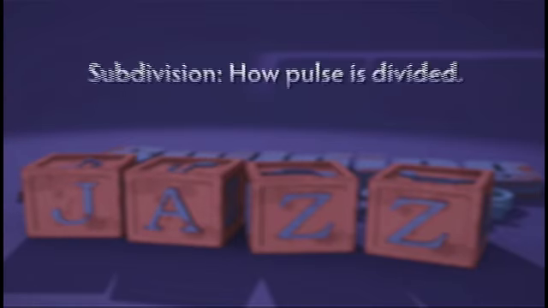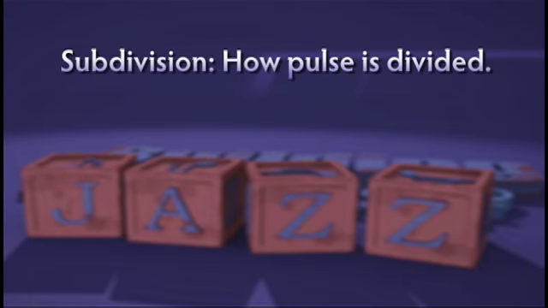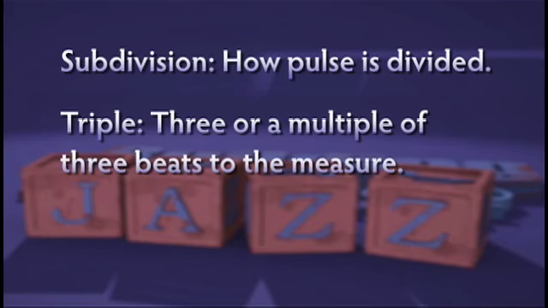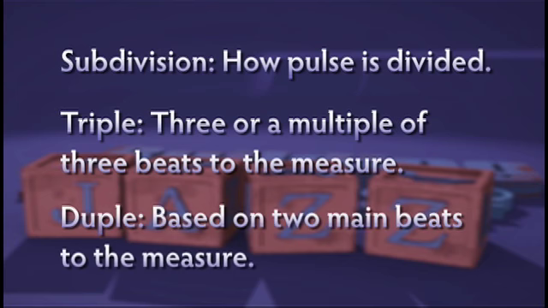The other basic component to help us decide what this pulse is, is a fancy word called subdivision. And subdivision means nothing more than how this pulse, or this beat, is divided. And there are two basic subdivisions that we're going to talk about today. The first is triple, which obviously means 3. We'll divide this pulse into 3. And the second is duple, which obviously means 2, and we're going to divide this pulse into 2.